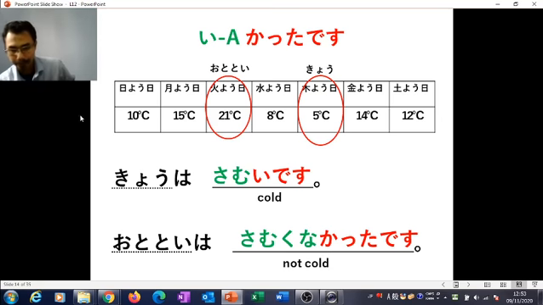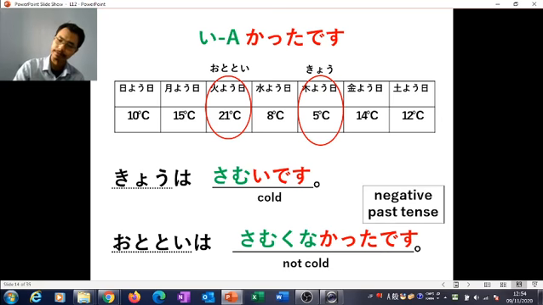Please listen carefully. What you need to do here, first, is change the original word samui into negative form. The negative form for samui is samukunai. After you change into samukunai, you remove the character i at the end of the word, so it becomes samukuna because no character i. And then after that, as before, you put katta in order to make it past tense. That's why the word becomes samukunakatta desu.